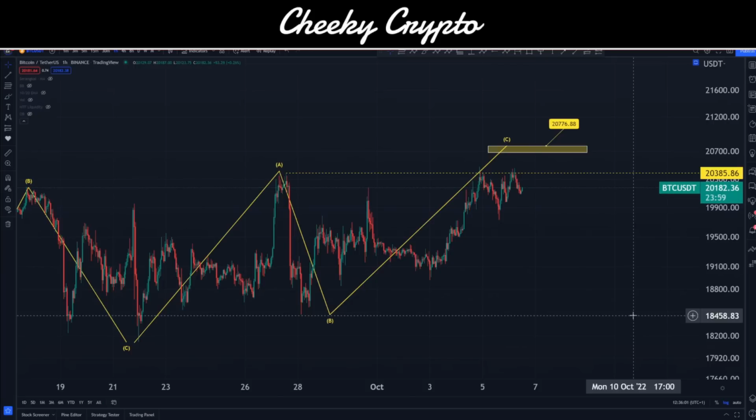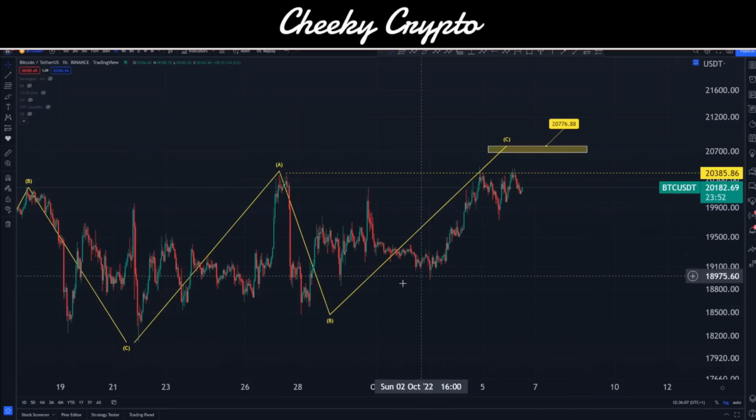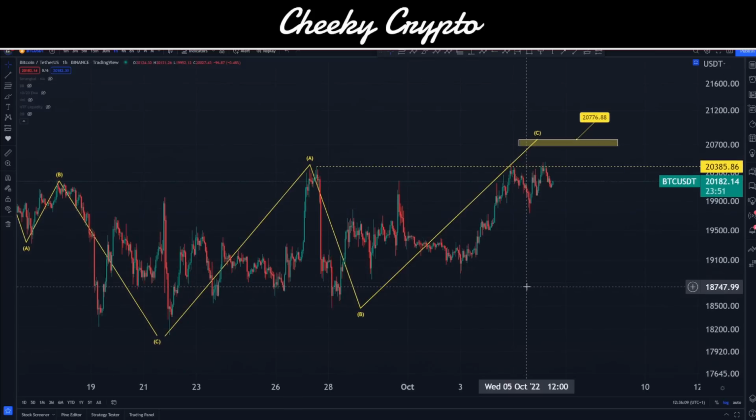Okay, let's go ahead and jump into this. Right, Bitcoin paired up with USDT on the hourly chart. Binance is the data source. So as we can see here, we've got this kind of three-wave structural move to the upside.